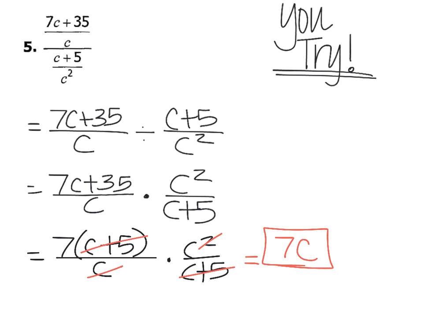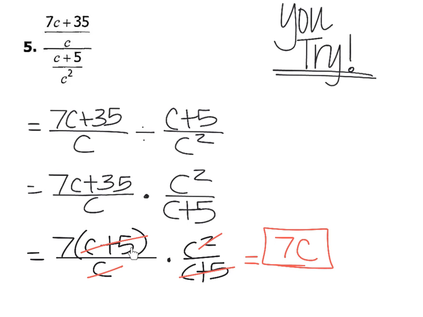Alright, so the first thing you should have done was rewrite it as a division problem. So we've got 7c plus 35 divided by c, divided by c plus 5 over c squared. Then copy the first one, change the sign to multiplication, flip the second one. Alright, then we want to factor out 7c plus 35. Take out a 7. So you're left with 7 times c plus 5.